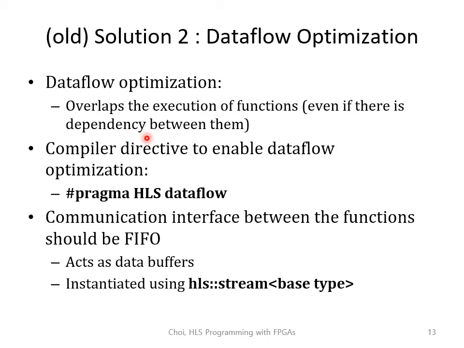In Dataflow mode, some functions will produce data and some will consume data. If data does not arrive, the data consumer functions will simply wait until the producer function makes the data for them. So to make this happen, we need some kind of data buffers between the functions, and we use FIFO for this purpose. FIFOs are instantiated using the keyword HLS stream, and you can specify the type of the FIFO between these brackets.